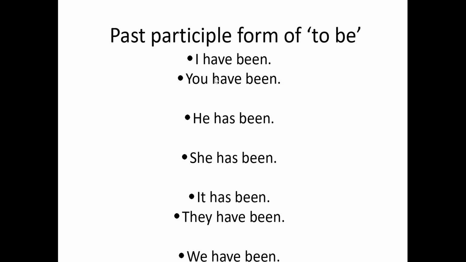You have been something. You have been very good today. You have been doing something. You have been swimming all day. You have been somewhere. You have been to my house, right? He has been somewhere or doing something. She has been somewhere or doing something. It has been somewhere or doing something. They have been somewhere or doing something. We have been somewhere or doing something.